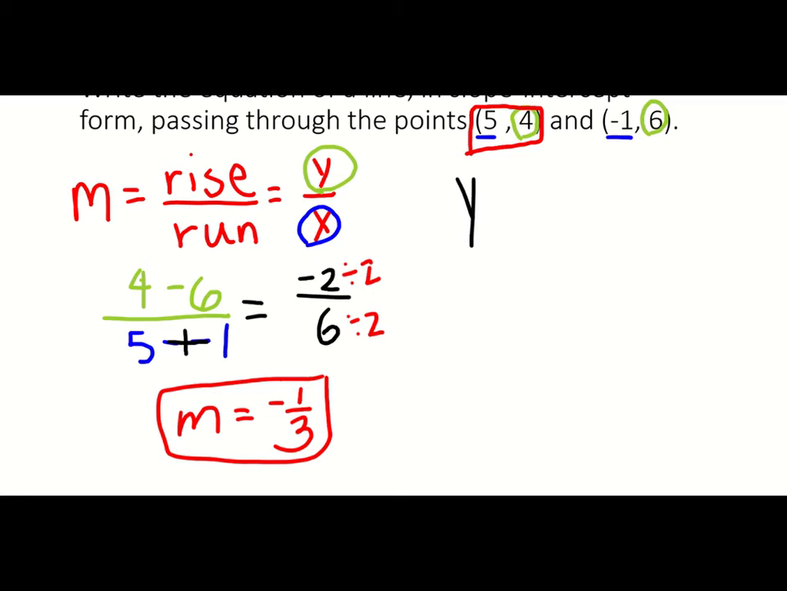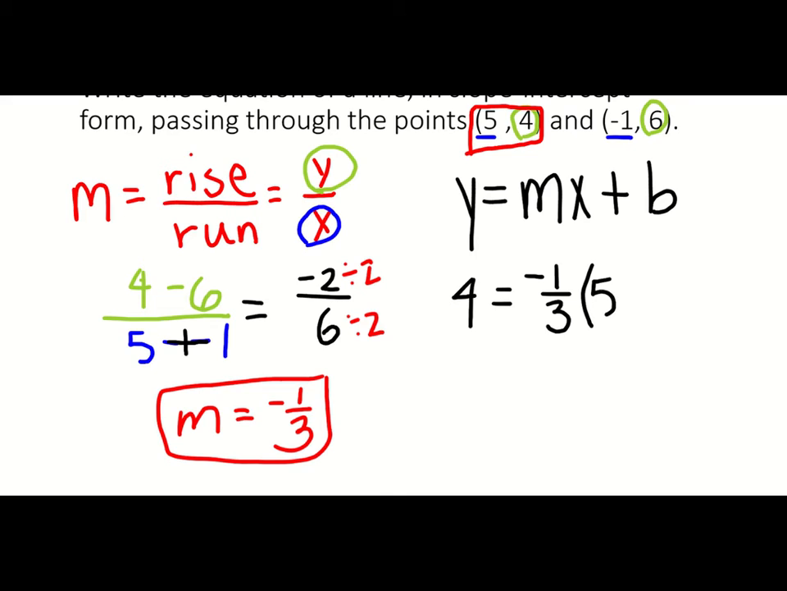So again, slope-intercept form says y equals mx plus b. So what I'm going to do, since I need to figure out b, is I'm going to plug in numbers for y, m, and x. I'm going to plug in 4 for y. I'm going to plug in negative 1/3 for m. And I'm going to plug in 5 for x because 5 is what's in the location of x in the point. And then I'm going to drop down plus b.